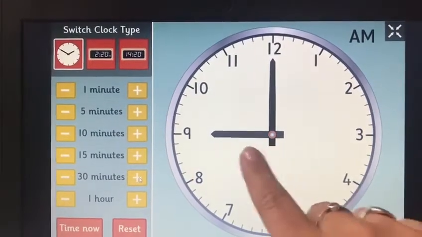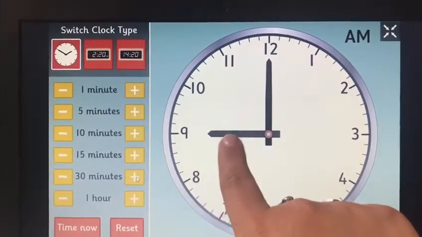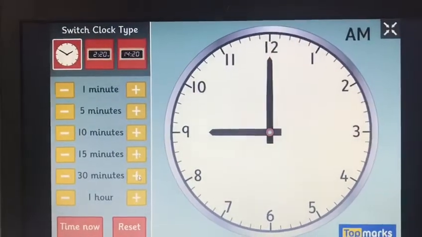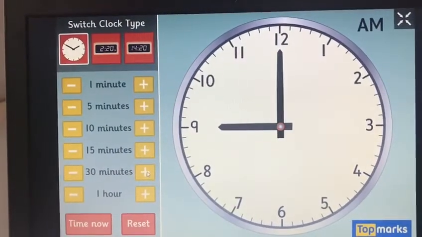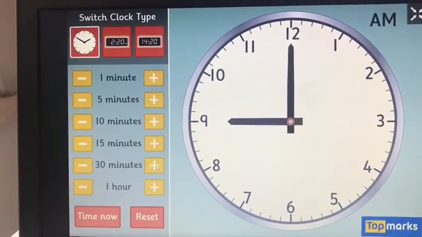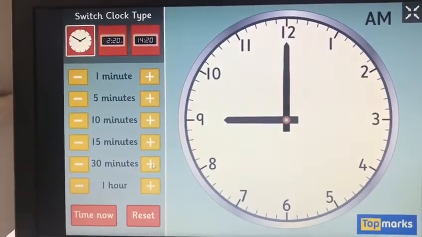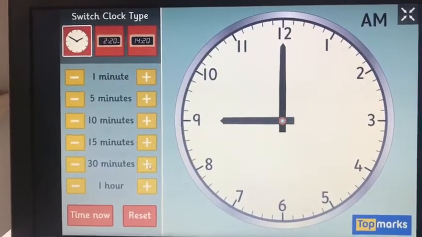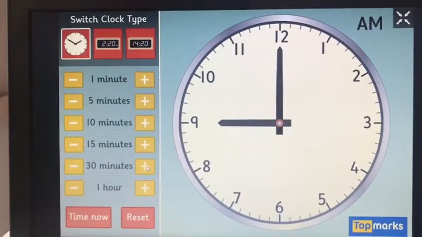The hour hand is on 9, which is a big clue. It's bang on 9, and the minute hand is bang on 12. And remember what I said about 12? That means it's on the hour, which means it's 9 o'clock. Now, 9 o'clock means that the school bell has already rung, and you are probably in the classroom doing some handwriting, and I am getting ready to take the register.